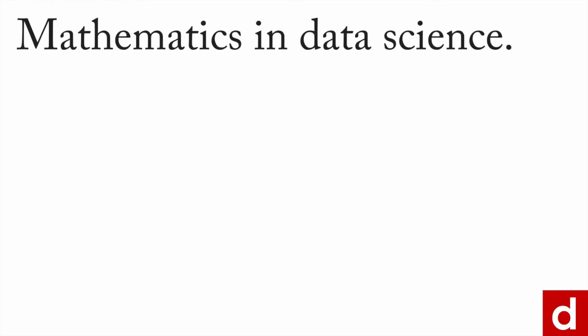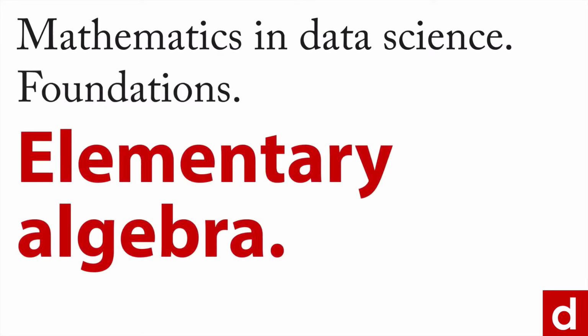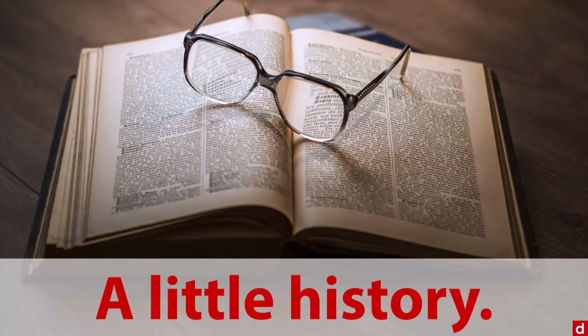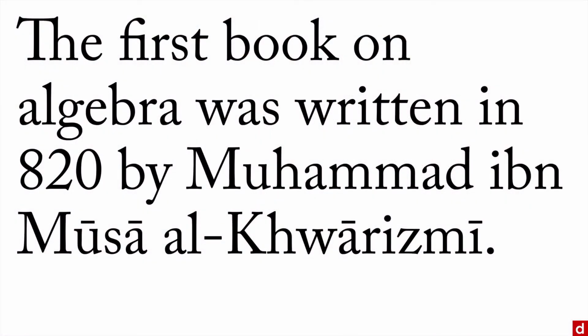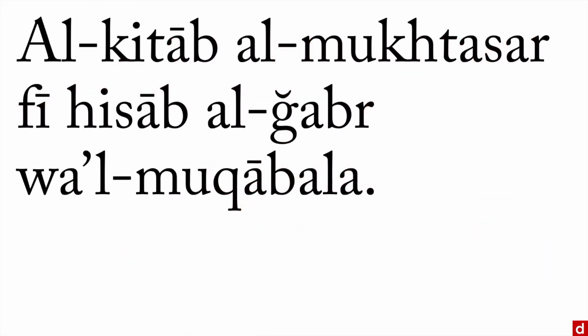As we begin our discussion of the role of mathematics in data science, we'll of course begin with the foundational elements. And in data science, nothing is more foundational than elementary algebra. Now, I'd like to begin this with really just a little bit of history. In case you're not aware, the first book on algebra was written in 820 by Muhammad ibn Musa al-Khwarizmi, and it was called The Compendious Book on Calculation by Completion and Balancing. Actually, it was called this, which if you transliterate that comes out to this, but look at this word right here. That's the algebra, which means restoration. In any case, that's where it comes from.